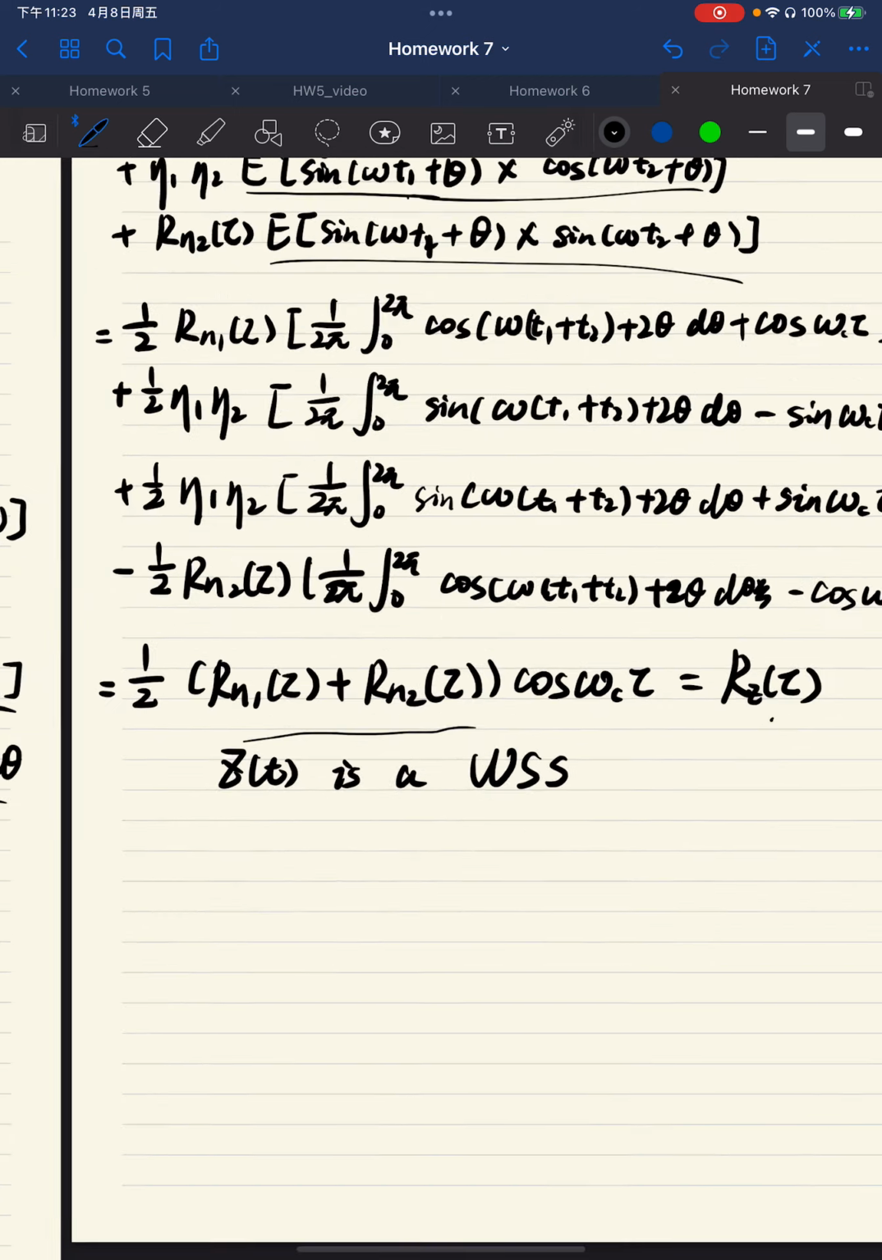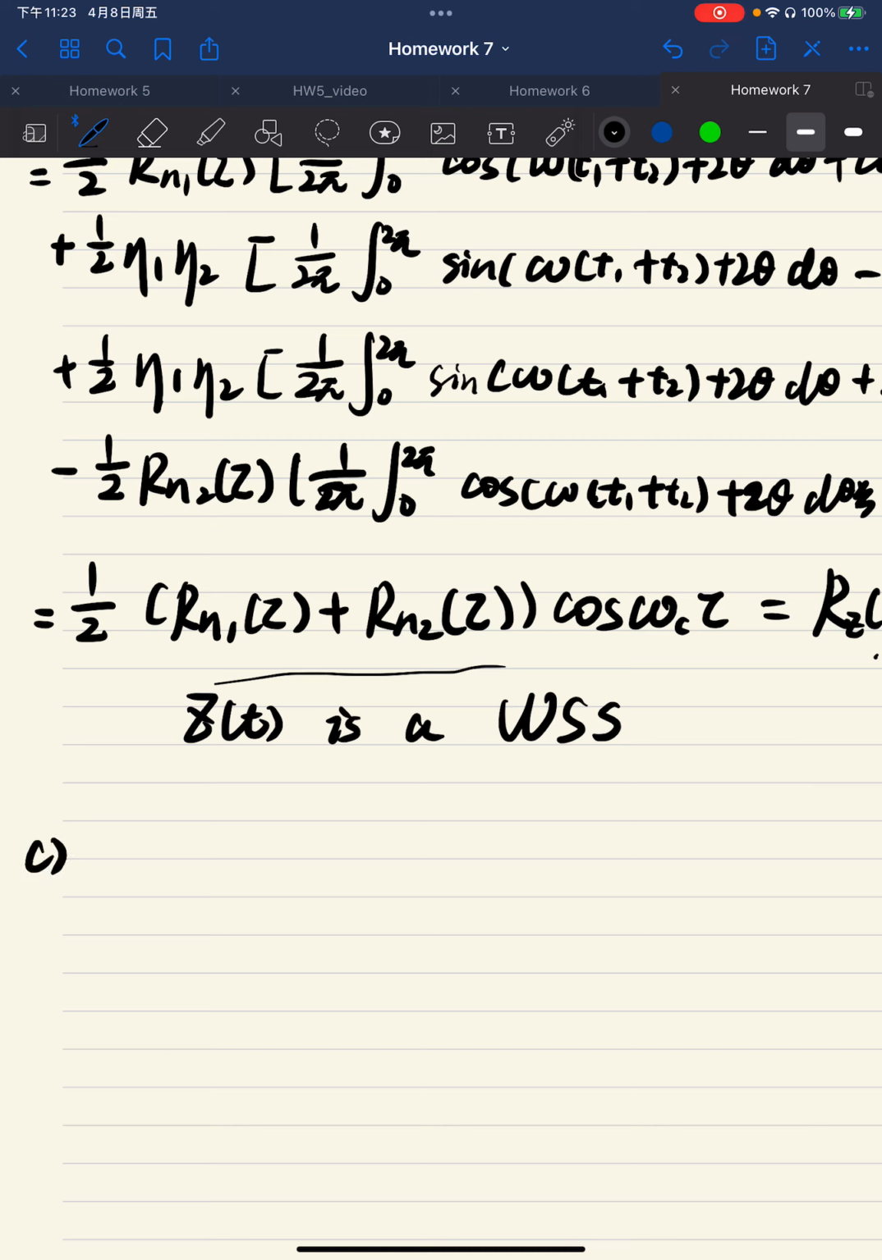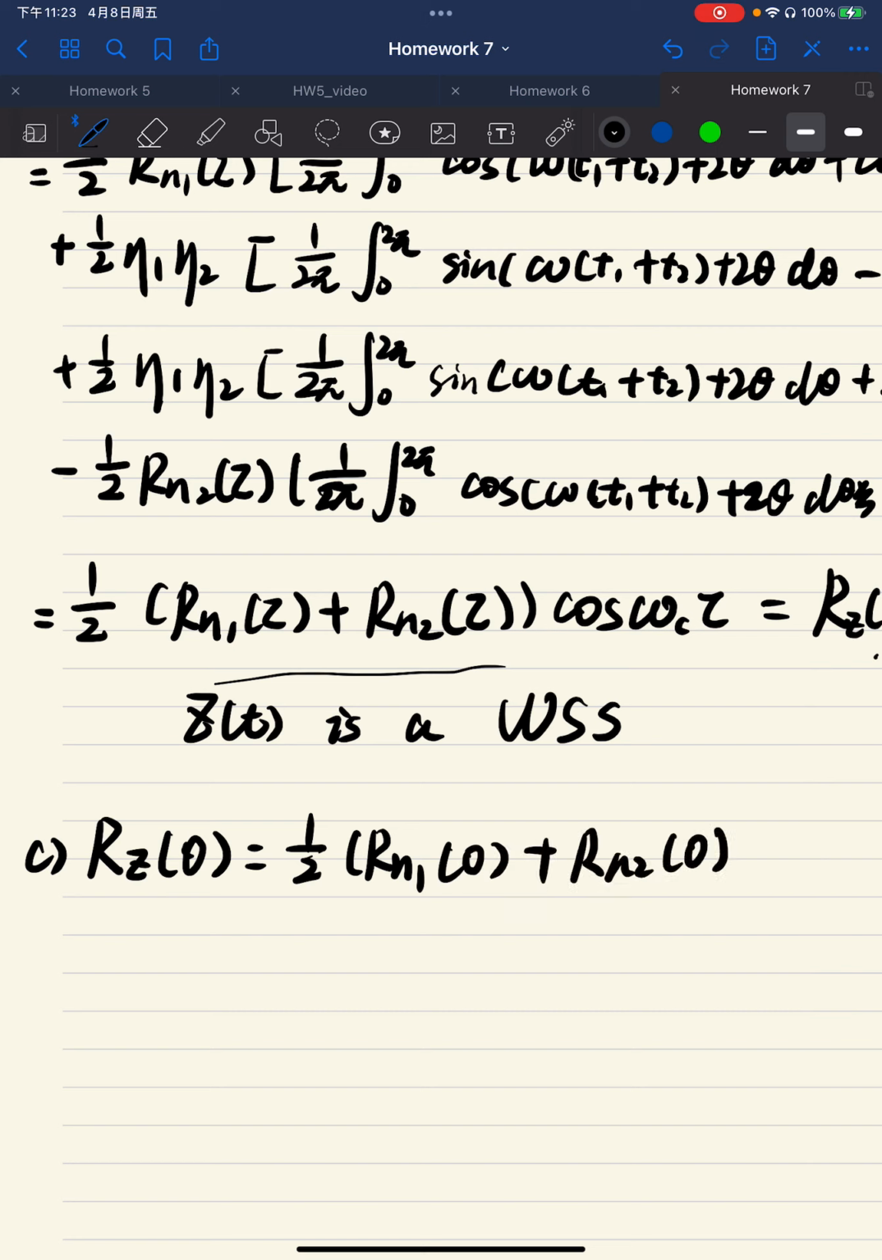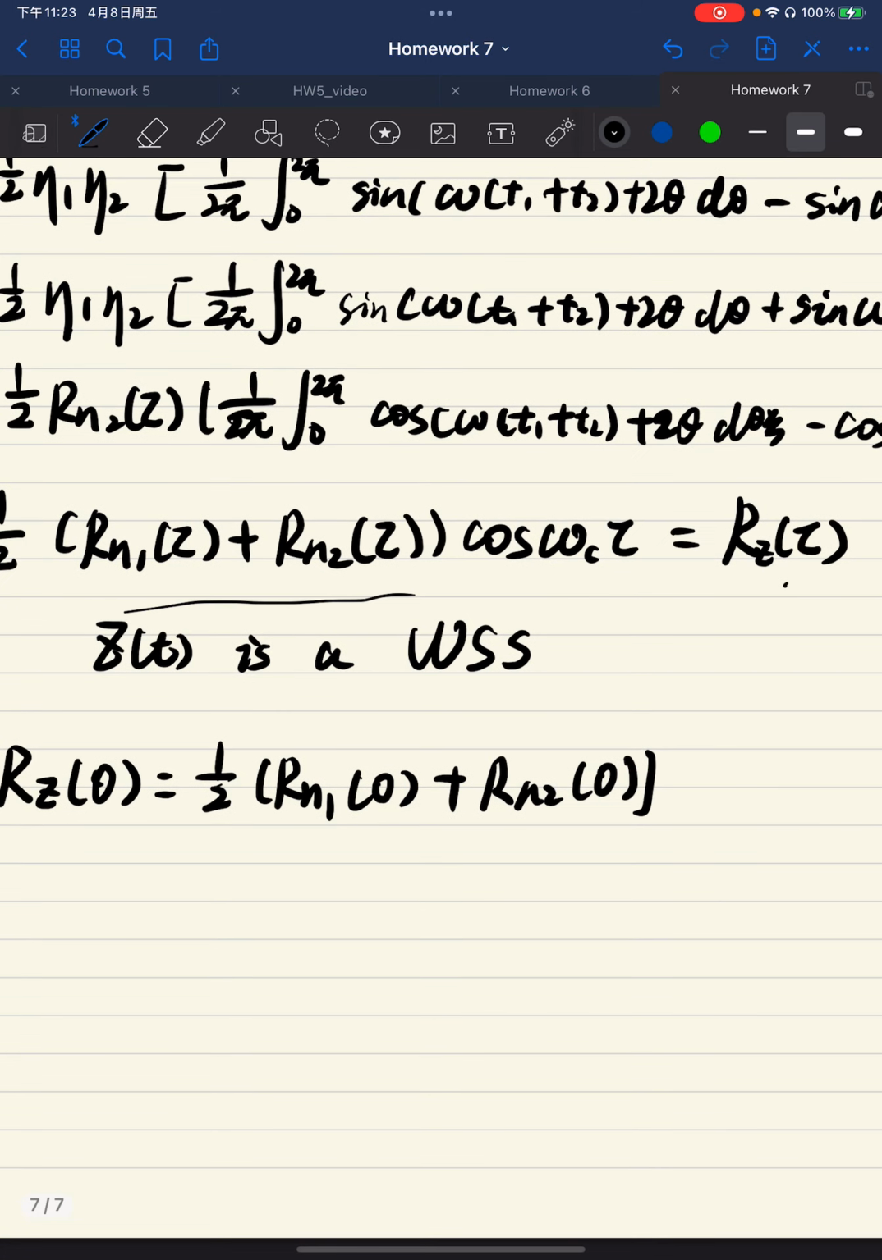And for the third question, when tau equals 0, R Z of 0 equals R N1 of 0 plus R N2 of 0. And these two are equal to the expected values of each squared, which is also the variance.